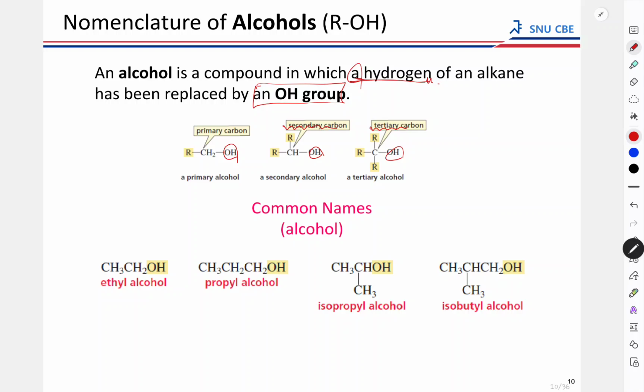Primary, secondary, tertiary 개념은 반드시 잘 알고 계셔야 됩니다. 어려울 거 사실 없죠. 카본이 주변에 다른 카본과 본딩이 몇 개 있냐, 한 개 있냐, 두 개 있냐, 세 개 있냐, 그거 가지고 저희가 primary, secondary, tertiary로 나눈다라고 이야기했었습니다.